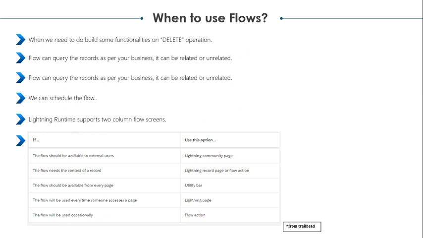Next is that Lightning Runtime supports two-column flow screens in flow. If you want to enable Lightning Runtime, you just need to go to Process Automation Settings from Setup. Then you have to check the checkbox called Enable Lightning Runtime.